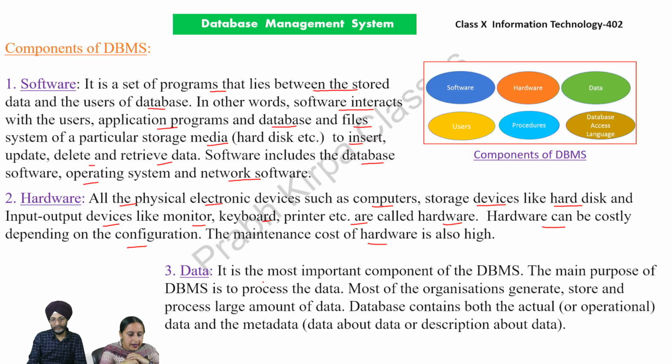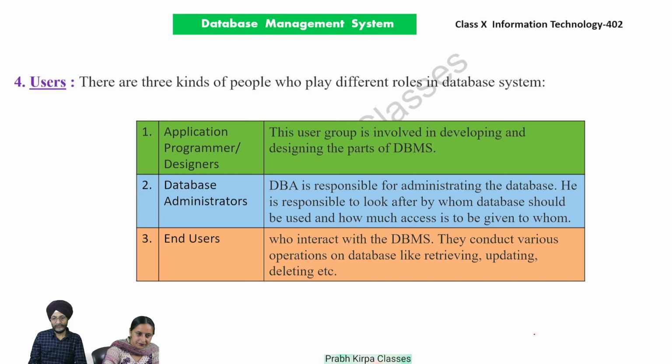Third, data. It is the most important component of the DBMS. The main purpose of DBMS is to process the data. Most organizations generate, store, and process large amounts of data. A database contains both the actual or operational data and the metadata, that is, data about data or description about data.